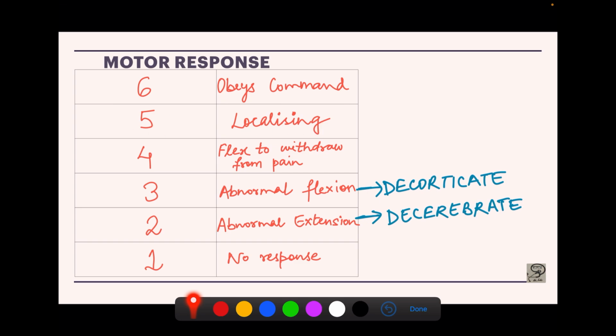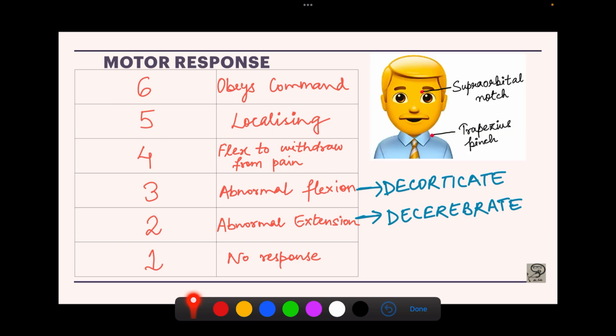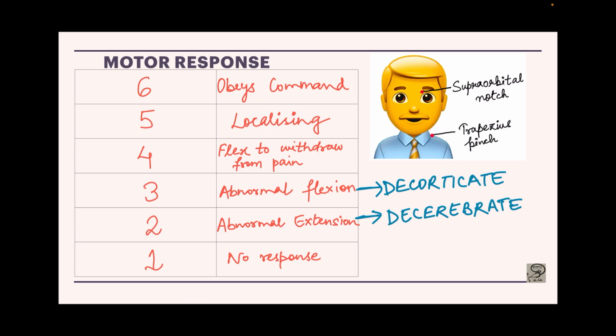For this, first let's look at the picture. Now, if the patient is unable to follow your command, then you apply pressure on these areas. What are these areas? First is your supraorbital notch, next is your trapezius pinch. You can also do sternal rub as well. So, on giving the pressure, if the patient tries to push your hand away, that means they can localize the pain. Now, score 4, which is flex to withdraw from pain, which means that they don't push your hand away but they flex their hand in response to the stimulus given.